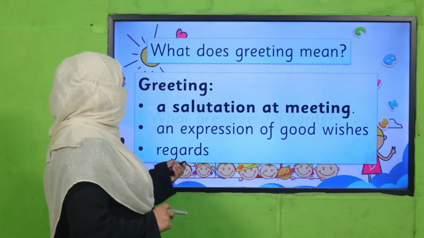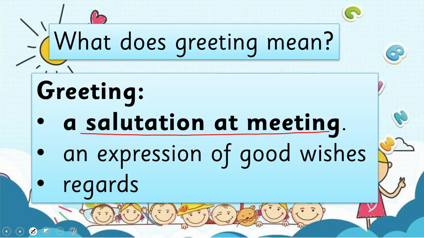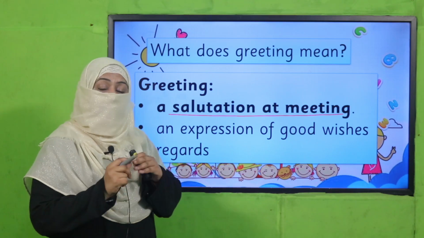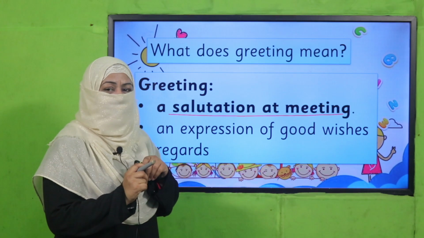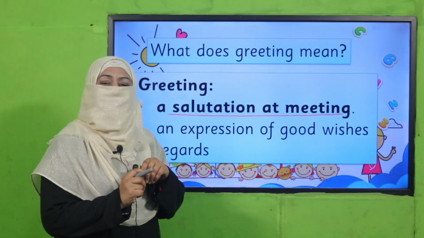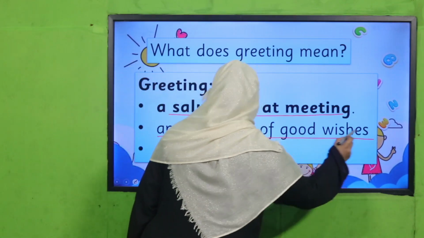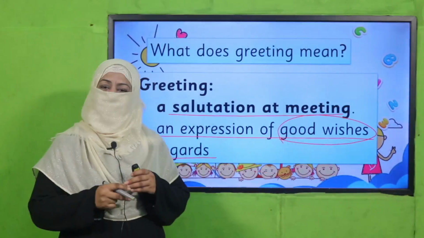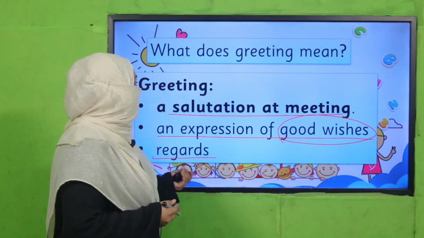Yes, my dear students, greeting means a salutation at meeting. So when we meet with someone, the way we start our conversation, the first thing we do is greeting. And how do Muslims greet? What do we say? Yes, Assalamu alaikum. Good. An expression of good wishes and regards. So Alhamdulillah, beta, when we say Assalamu alaikum, it's a good wish. So we say Assalamu alaikum, have a good day, such type of things. These are known as greetings.